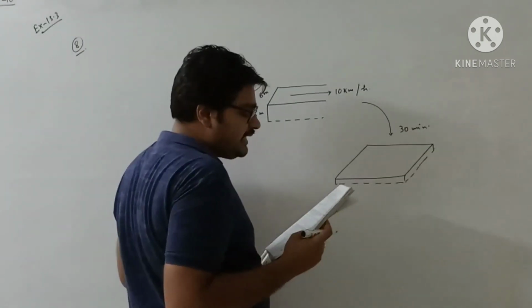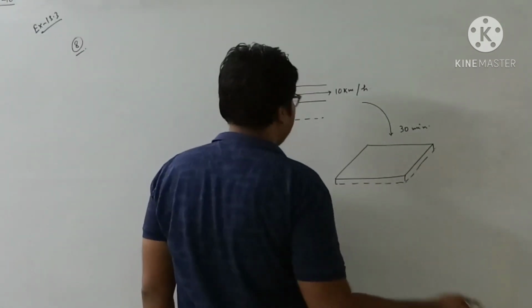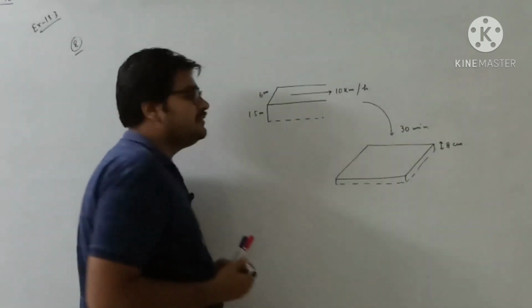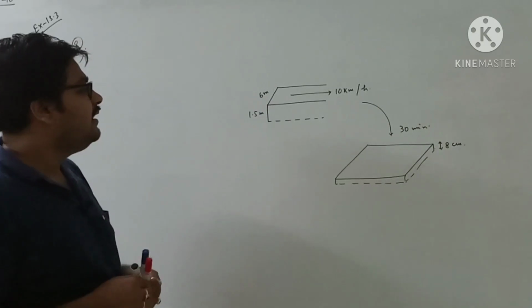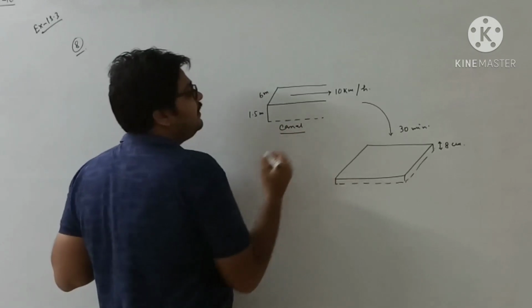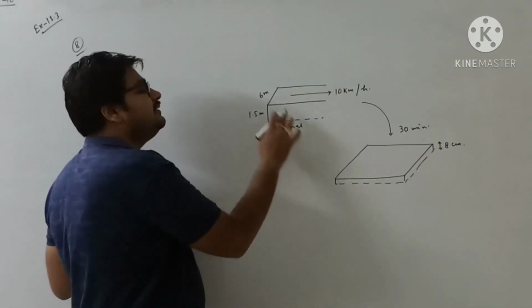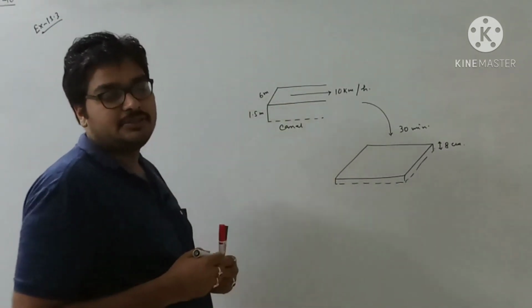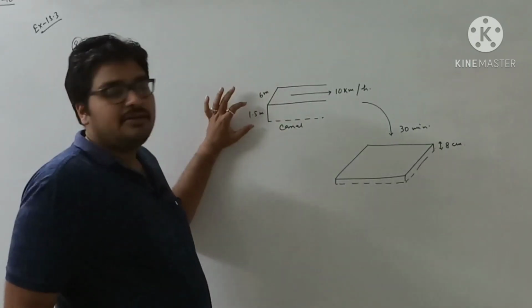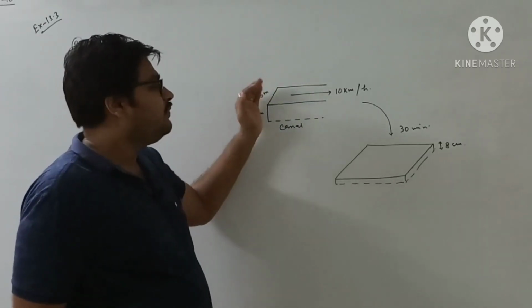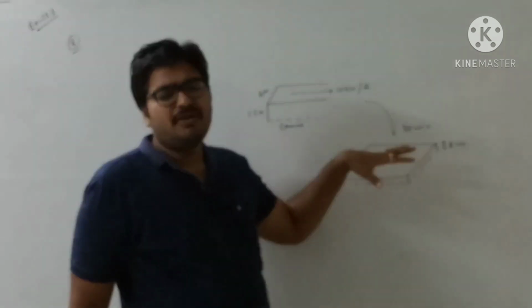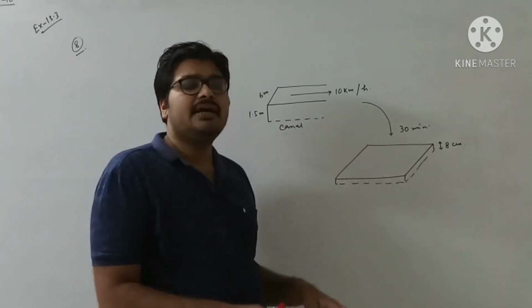If 8 centimeter of standing water is needed, just explain the sum again. This is a canal. Through this canal, the water is passing at the rate of 10 km per hour. The width and the height of the canal are given, and this water is passing through it, falling on a playground, on a ground, to irrigate the ground for 30 minutes.